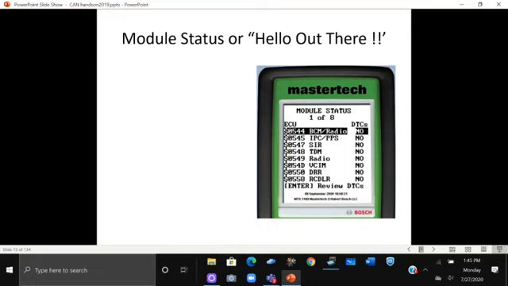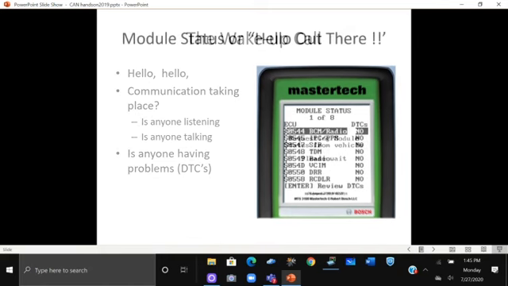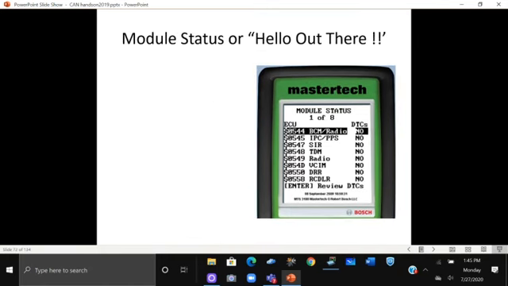Module status, so back up. First thing is, you see on the scanner requesting module status from the vehicle, please wait, okay? Now, here's module status. And this says that there are 1, 2, 3, 4, 5, 6, 7, 8 modules. And these 8 modules, none of them have any DTCs.